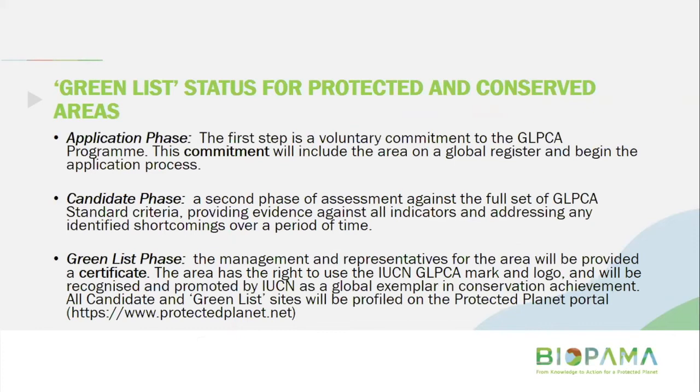The green list has three stages. One is the application phase. It's the first step, as I said, a voluntary commitment to the green list that is completed and registered online. Also a candidate phase for those sites that apply. It's the second phase of the assessment in which the sites have to meet 5 indicators of the standard.